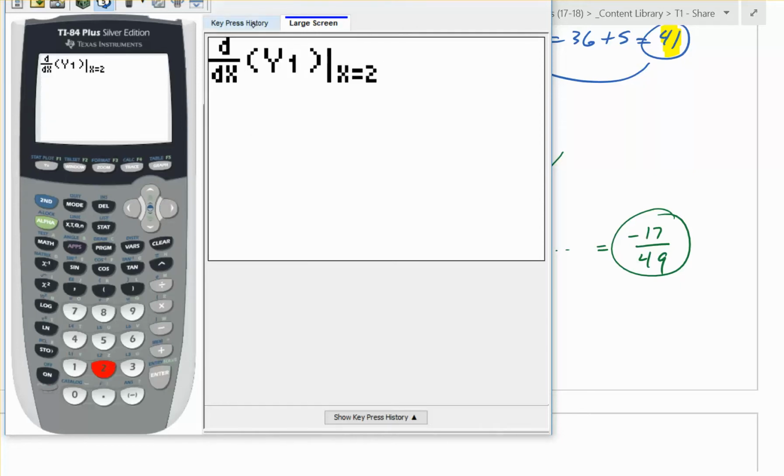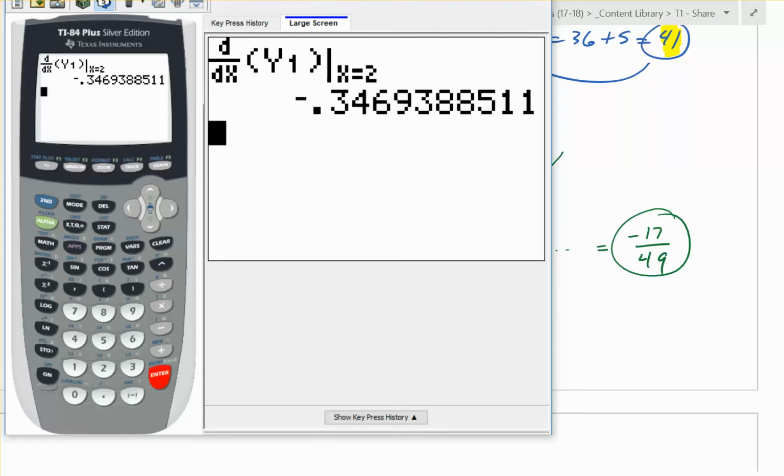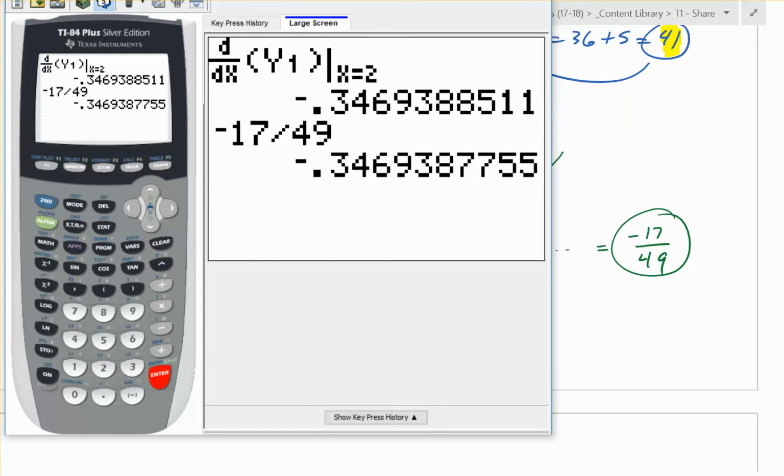What this is doing is saying I want to do the derivative in terms of x of the first function, because that's where I put the function I'm taking the derivative of, at x equals 2. If I hit enter here, I get negative 0.3469. Let's see if that's equal to what I thought it would be. Negative 17 divided by 49. The decimals might be off a little tiny bit at the end, but it is the same.